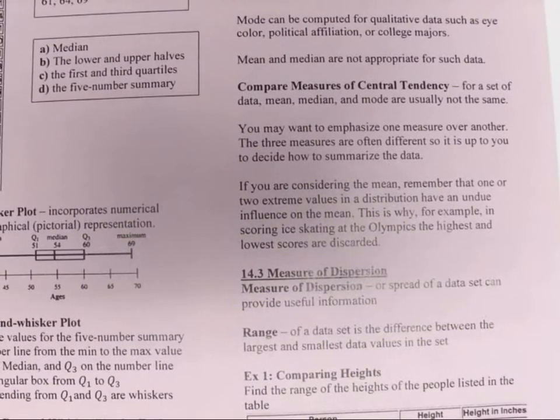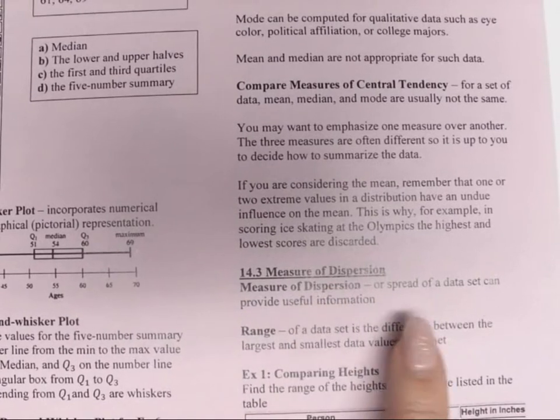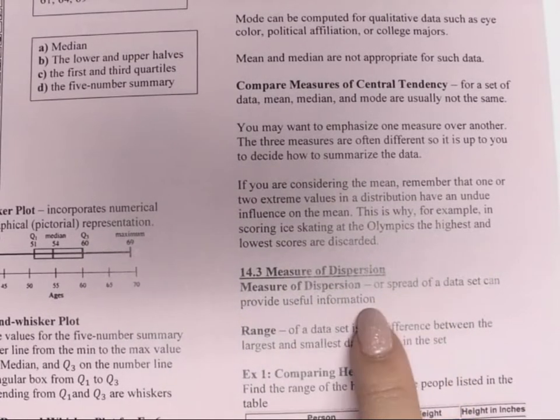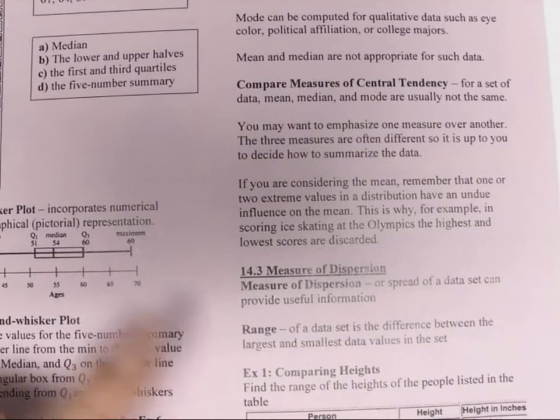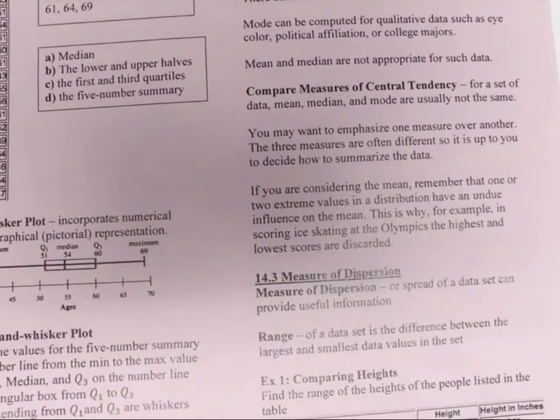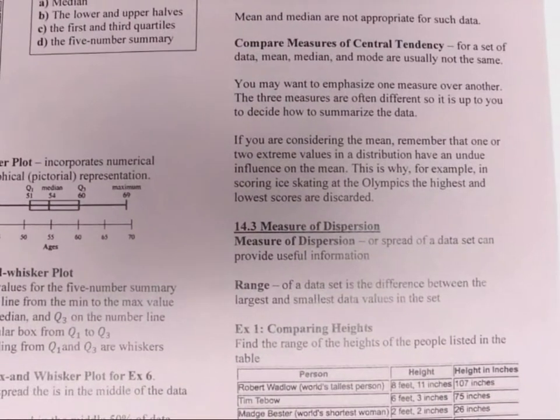So we're going to talk about measures of dispersion. The measure of dispersion, or the spread of a data set, can provide useful information. The range of a data set is the difference between the largest and the smallest data values in the set.